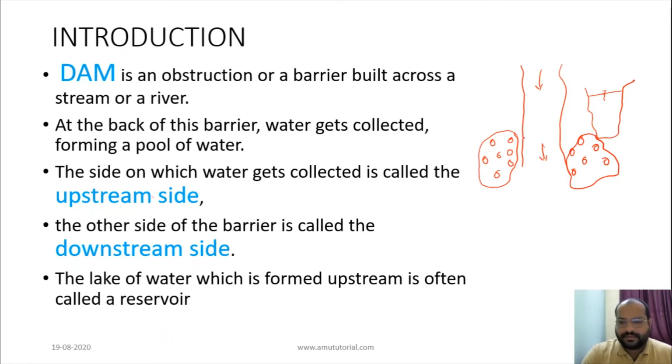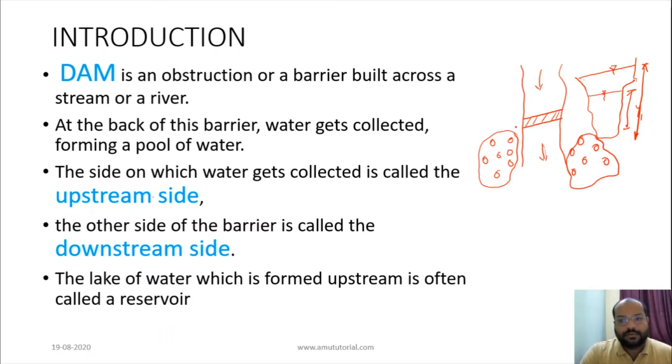So we need to store water. If this is a flood situation, we need to cut the water flow from this side to this side. For that we need to build a dam, a barrier, and that barrier is known as a dam. Now I'm building a dam over here. What will happen? The water will rise. Now the water level will not be up to this mark. It may rise like this. Earlier this was this level, now it's up to this level. So water may rise.